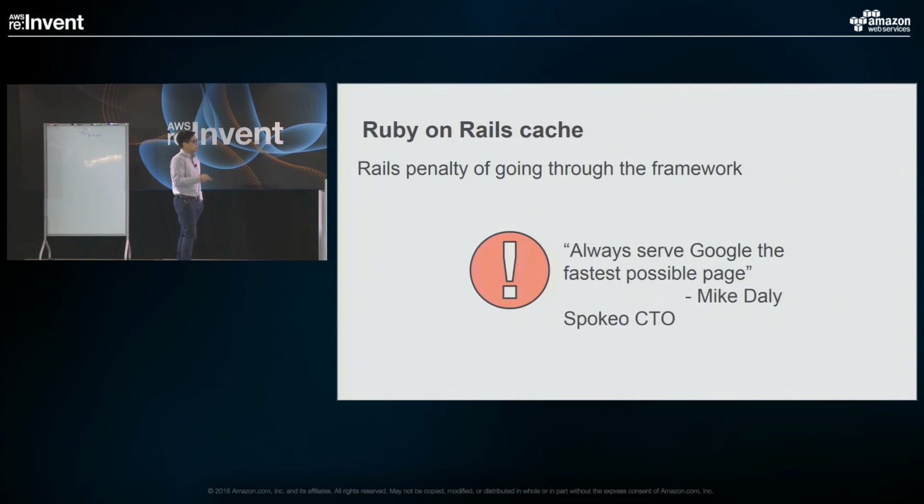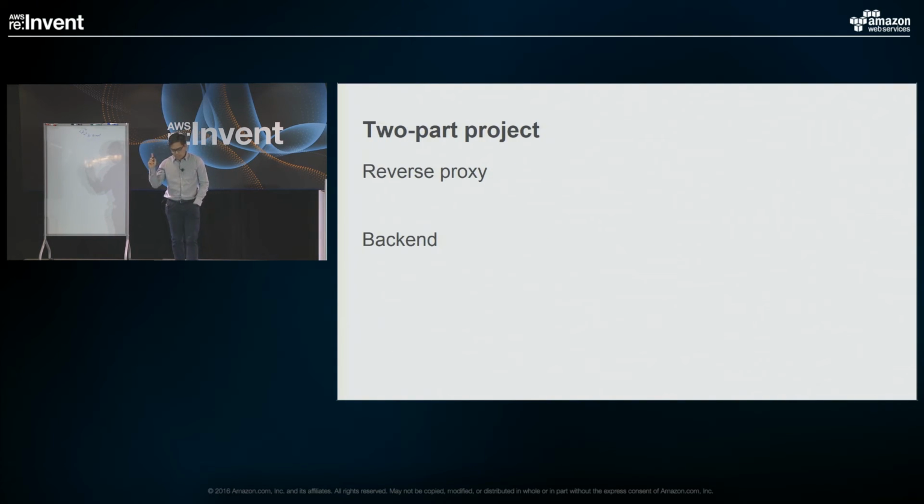So one quick answer we came up with is, hey, why don't we store it in our web stack cache? But the issue is that there's an inherent penalty of going through that web stack to begin with. And we harkened back to our CTO and said, hey, we are really not serving Google the fastest possible page. And so we threw it out the window. So we came up with a two-part project. And I want to go over the reverse proxy first, and then I want to go over the backend.